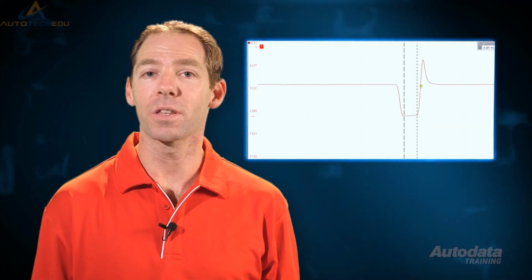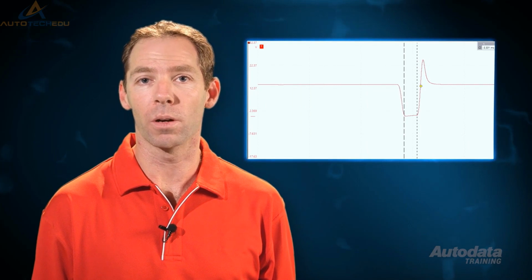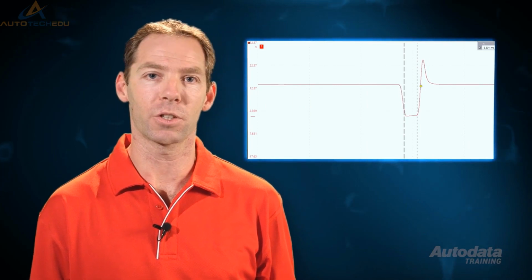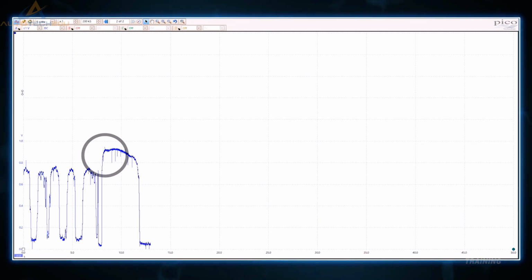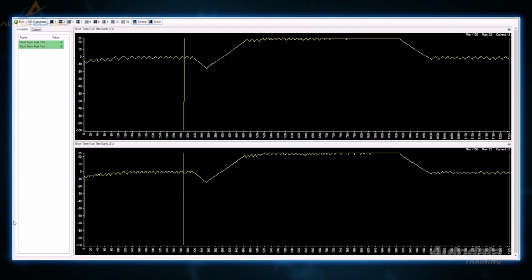Now, let's monitor the same signals while this time introducing a rich mixture. By opening the EVAP purge solenoid, a rich mixture is introduced to the intake manifold and therefore affects combustion. We see the effect on the upstream O2 sensor first. Next, you will see the short-term fuel trim move to a negative value.